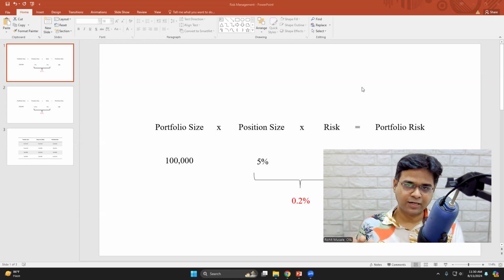Beginners don't understand this formula that you see in front of your screen. The portfolio size multiplied by your position size multiplied by your risk, which is the stop loss, is equal to your overall portfolio risk. That is the amount of risk that you're taking on a particular trade. If you understand this formula, you have understood risk management. The formula is very simple, but it gives you four different kinds of risk management systems, which I want to explain in this video.